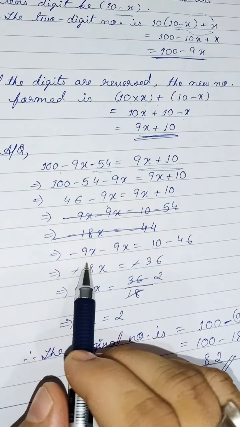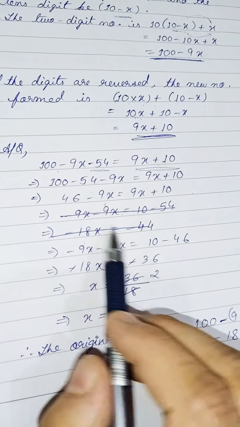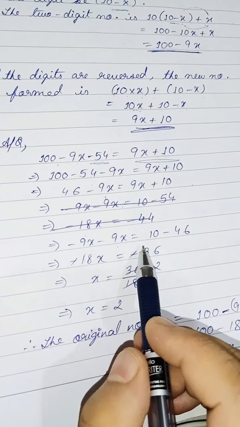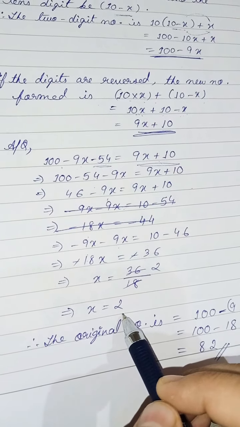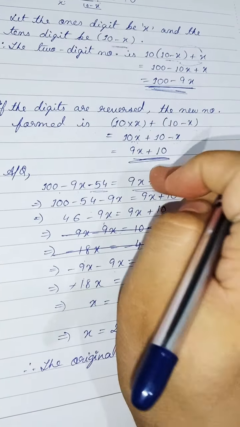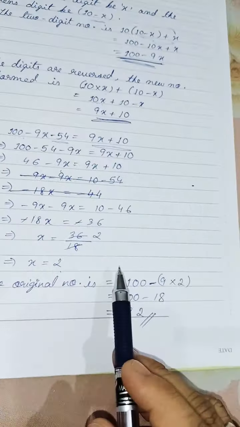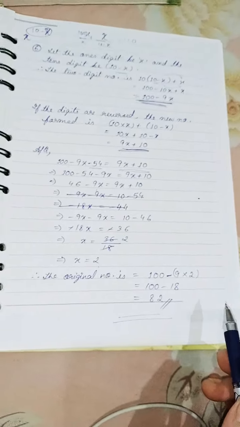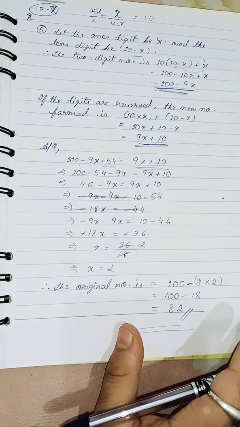Next step, I bring both the 9x here, minus 9x, minus 9x, and 10 will go there as minus 46. So minus 18x equals minus 36, minus cancels, 18 goes there, you get 2. You have to find out the original number, so this value of 2 will be put in the original number only, not in this one. So the original number is 100 minus 9x, which is 9 into 2, that is 18, and so the answer is 82. So this is another type of two-digit problem.